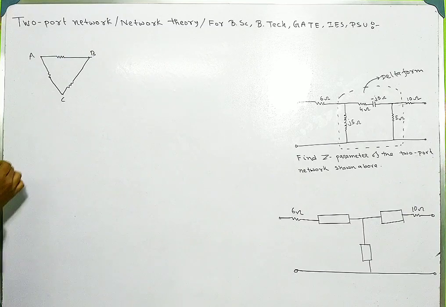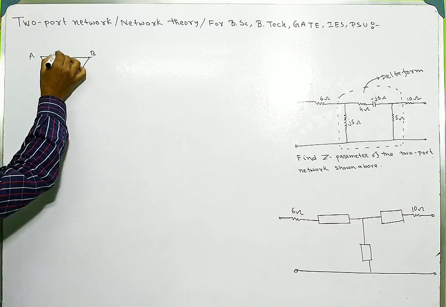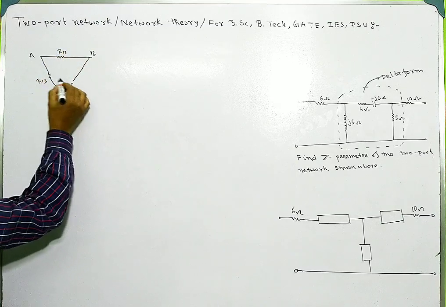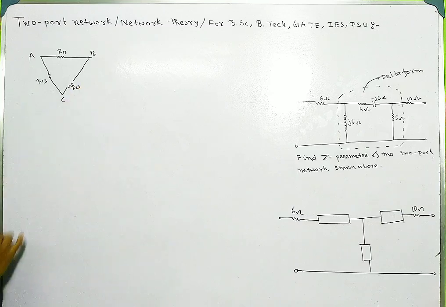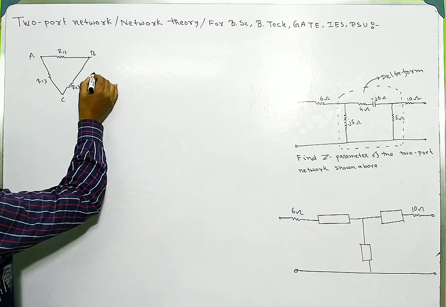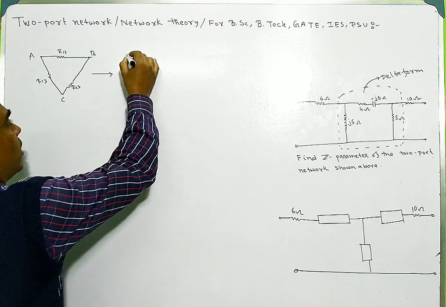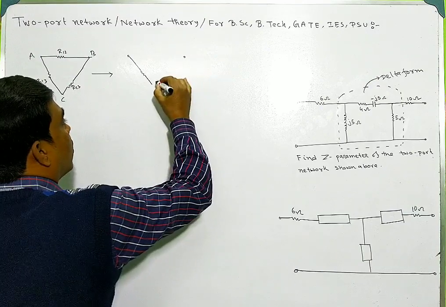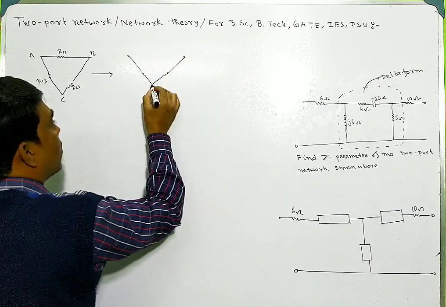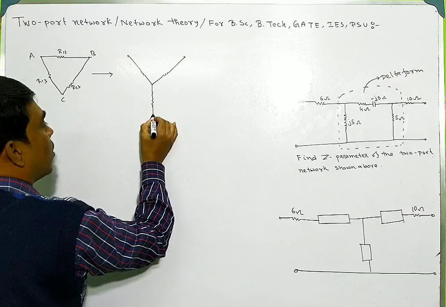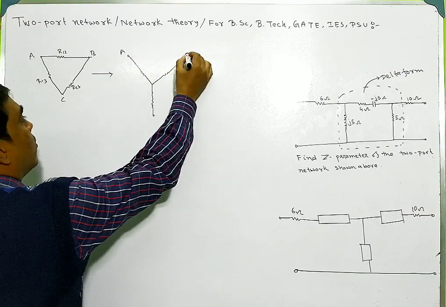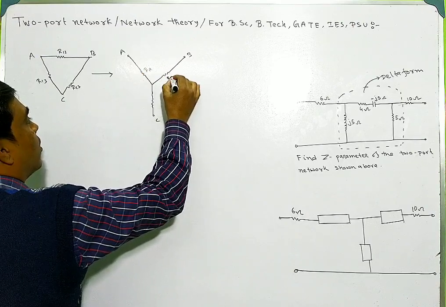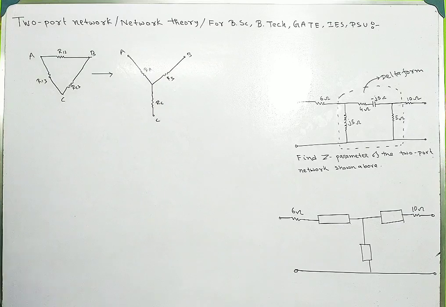Okay, it is called R12, it is called R13, it is called R23. If you transform it into a T form, this is A, this is B, this is C. This is called RA, this is called RB and this is called RC.